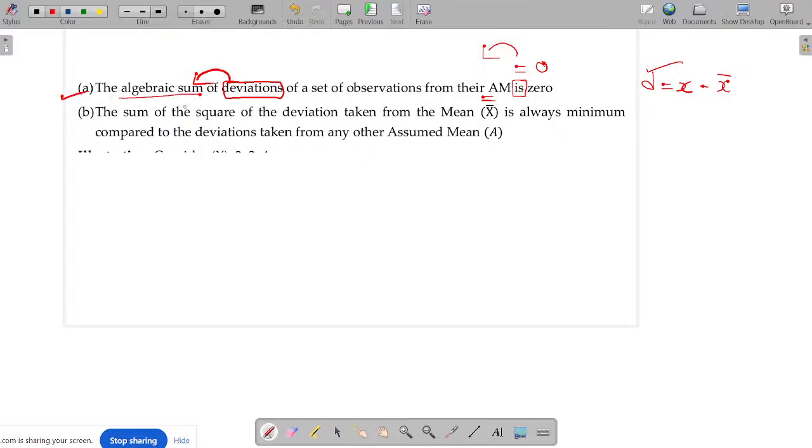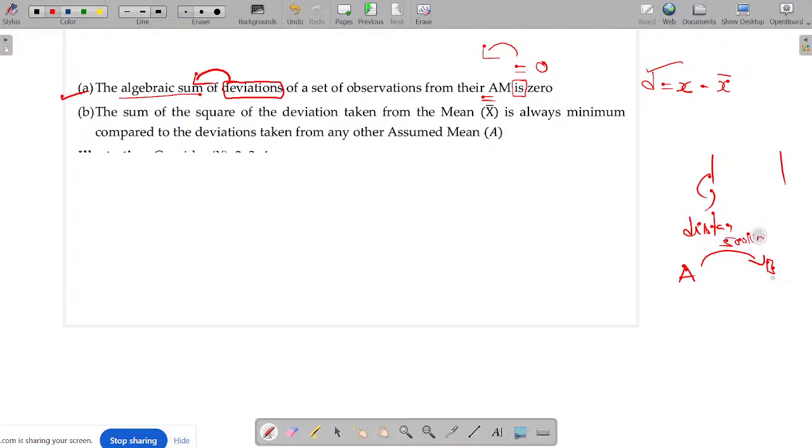What do you mean by algebraic sum? You have to take as it is. Plus means plus, minus means minus. You know this absolute deviation? You will have this modulus symbol. When you use this modulus symbol, because I don't want to have a negative value, I want only a positive value. For example, for distance from city A to city B, you want to travel. How much is the distance?